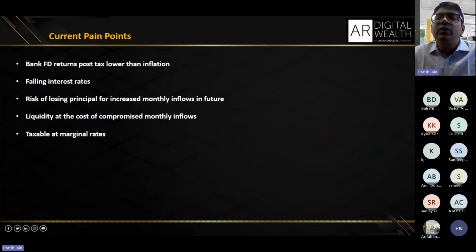एफडी आप 30 साल की एफडी नहीं करोगे, आप 2 साल की करोगे, 5 साल की करोगे, and you will have to renew it, and your renewal will come in where the lower interest rates में आपका इन्वेस्ट होना ही है. वो 5 नहीं होगा, 5.5 होगा, but invest तो होगा ही at lower rate. So that's a risk, and that's a pain point which a client has. Risk of losing principal for increased monthly inflows.